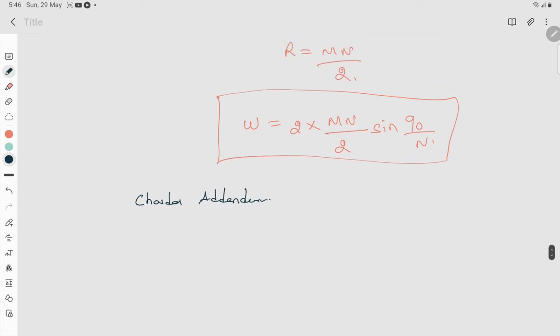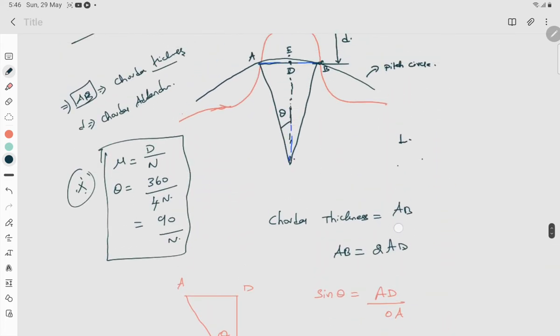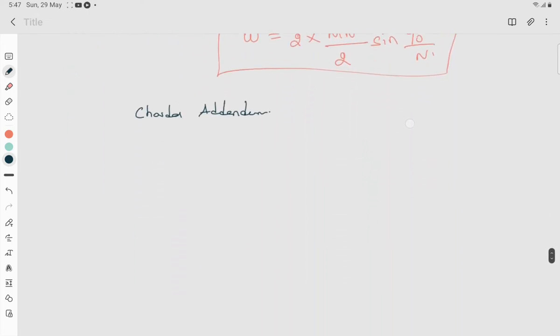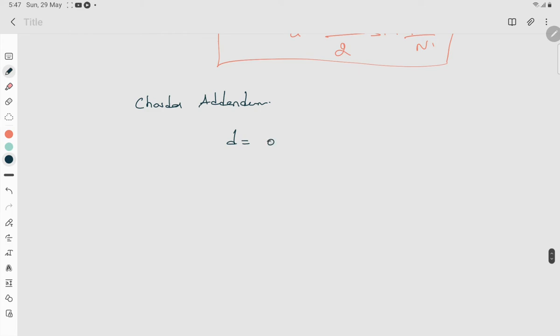So chordal addendum, from the picture we can see that this D is nothing but chordal addendum. So D can be written as, this is O, this center point is C. Okay, D can be written as OC minus OD from the diagram. So I'm writing D is equal to OC minus OD.